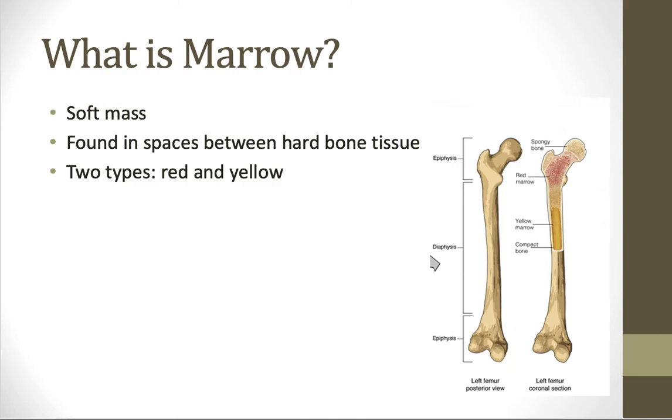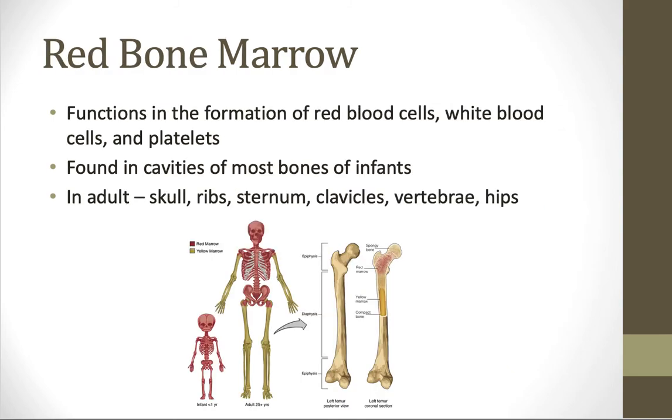We have two types, which are yellow and red. Red bone marrow functions in the formation of red blood cells, white blood cells, and platelets. So it produces hemocytoblasts, which then differentiate into the different types of blood cells. Red bone marrow is red because of hemoglobin, which is a pigment that carries oxygen in our blood. Red bone marrow is found in the cavities of most bones of infants. And then in the adult, it's only found in the axial skeleton here, as well as some of the proximal ends of your long bones.